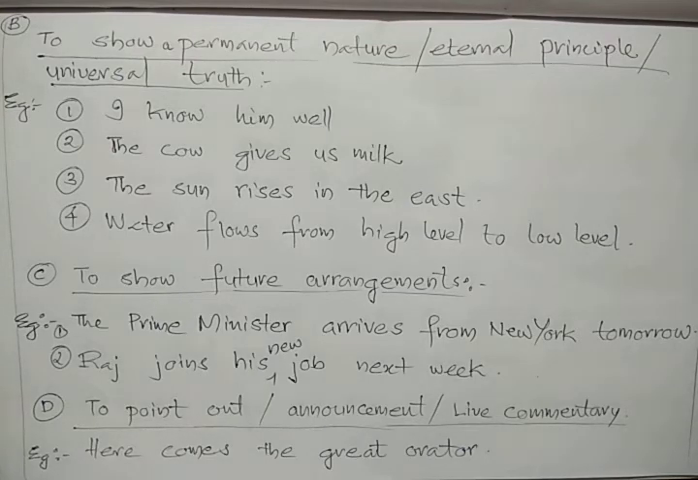Now let's see the second function or use of simple present tense. To show a permanent nature or eternal principle or a universal truth. See the examples. First one, I know him well. Second one, the cow gives us milk. Third, the sun rises in the east. It is a universal truth. Fourth, water flows from high level to low level. It is a permanent nature.